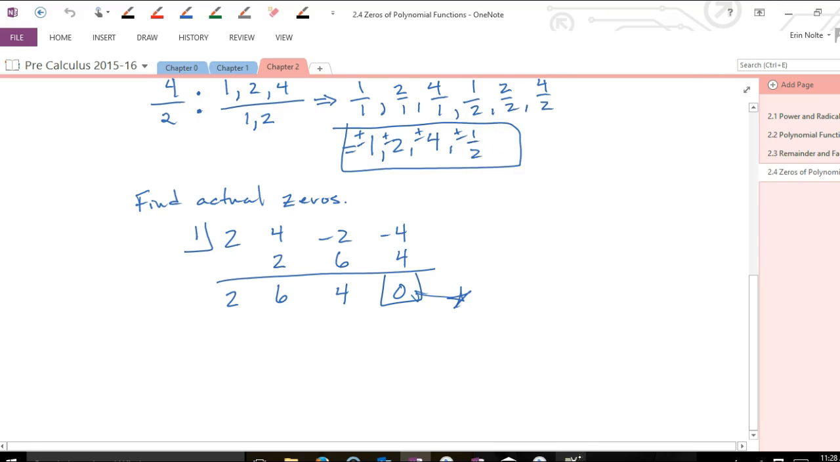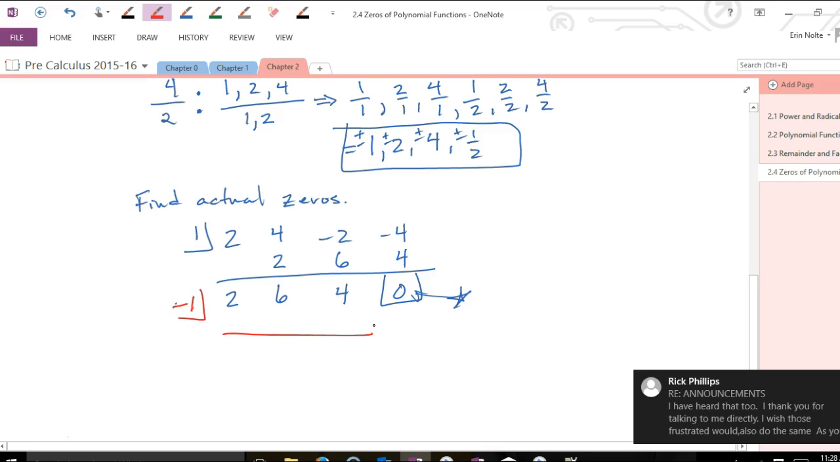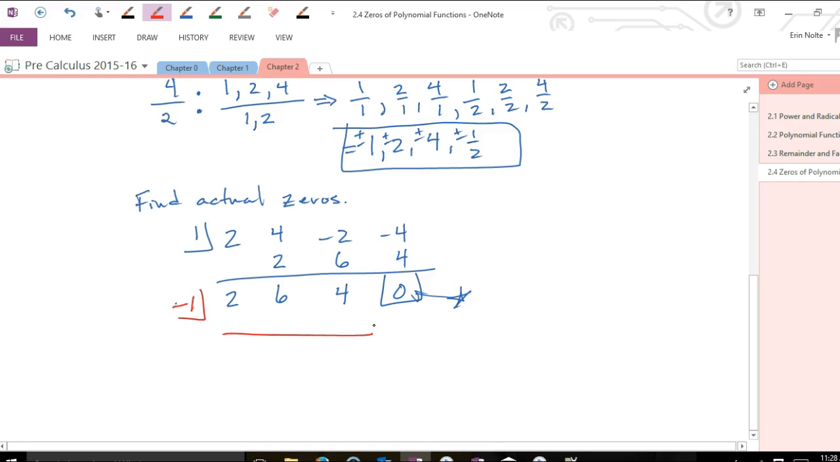-1, okay, so let's go with -1. So this is what I'm going to do. I'm going to put -1, I'm going to use a different color here, in the box, and I'm going to use those numbers that I just broke down. Now I'm just looking at the 2, the 6, and the 4. I'm going to drop the 2. What's 2 times -1? -2, and 6 plus -2 is 4, and 4 times -1, -4, and then I add 4 plus -4 to get 0.